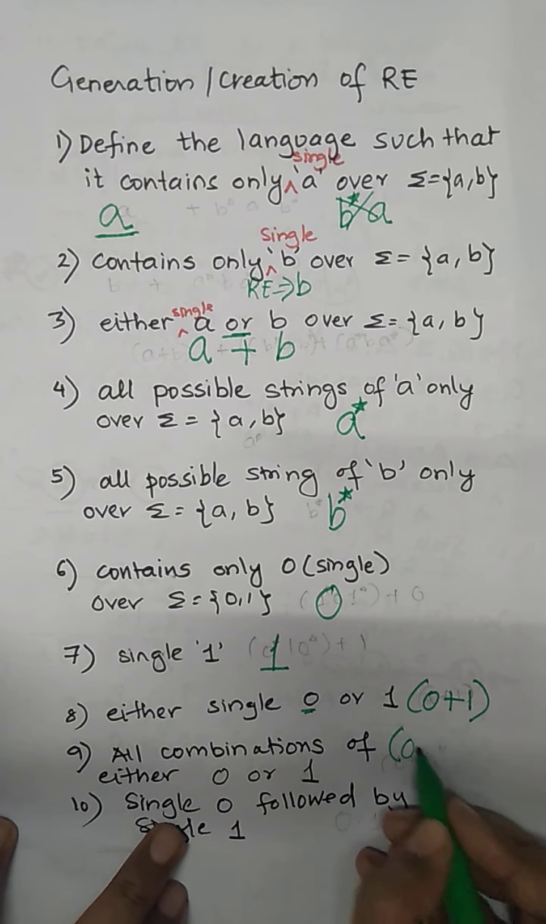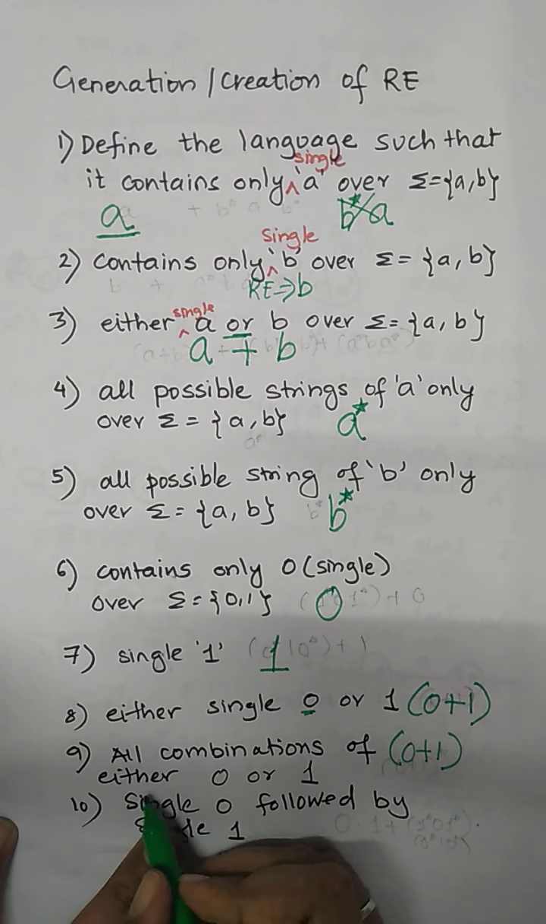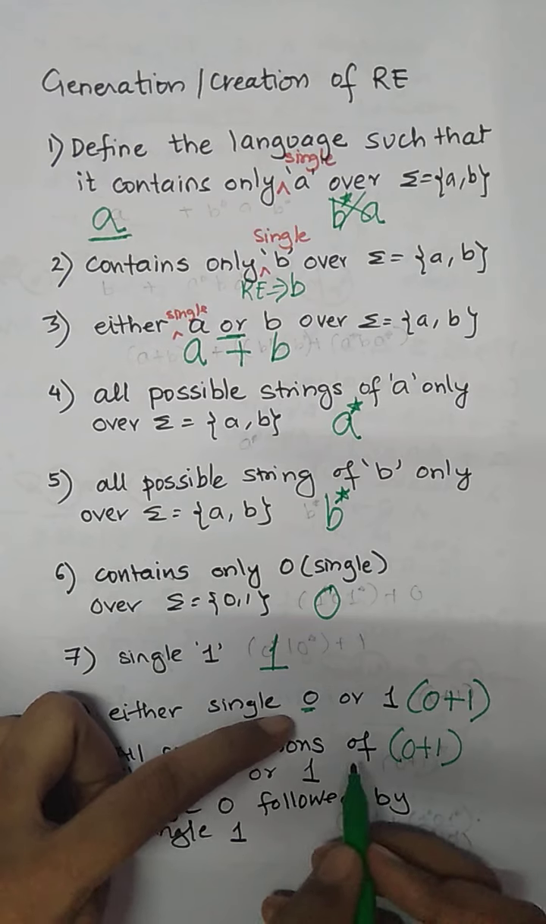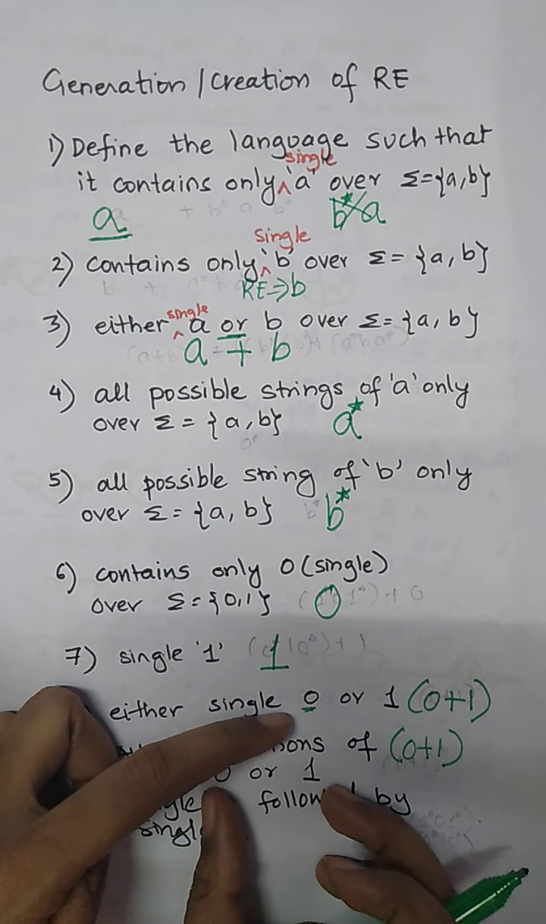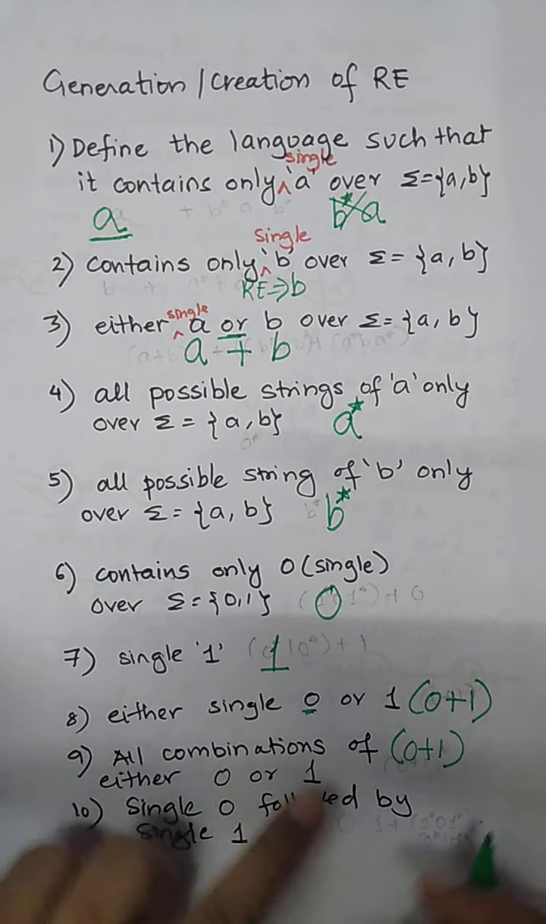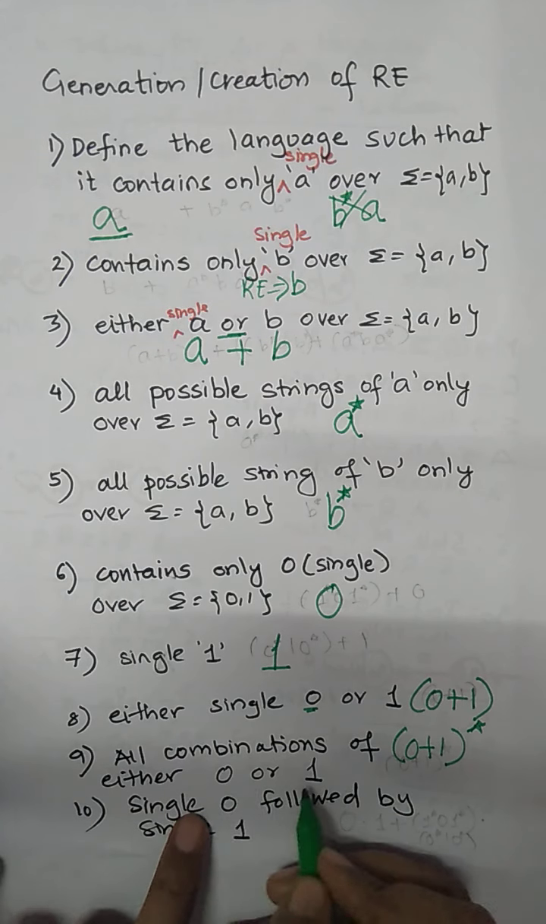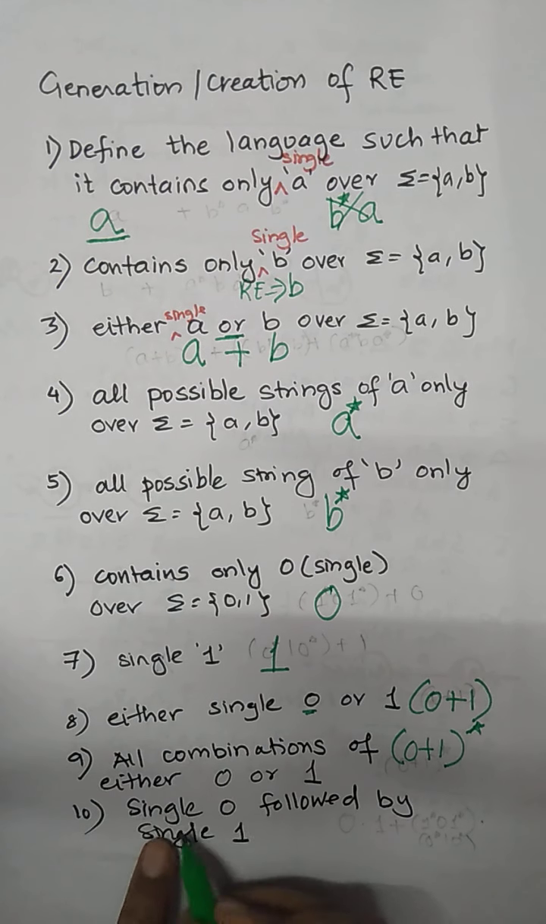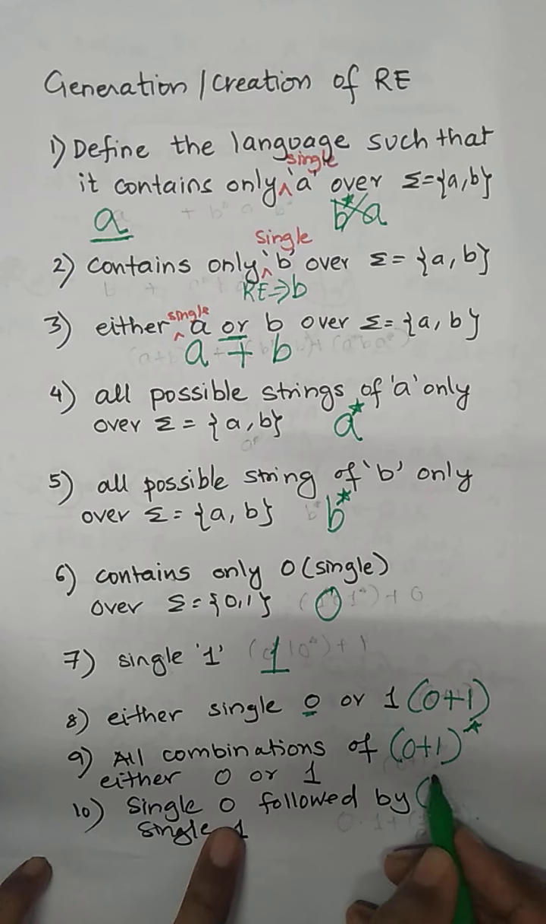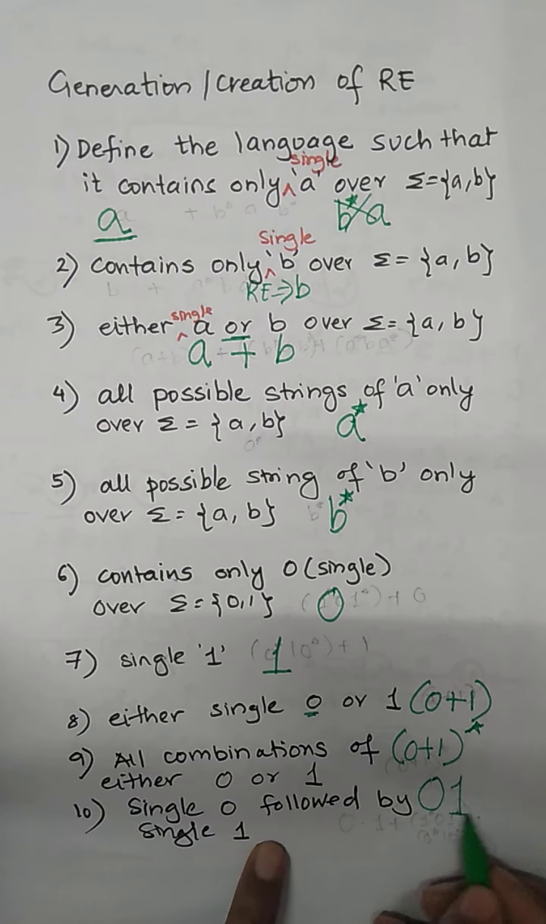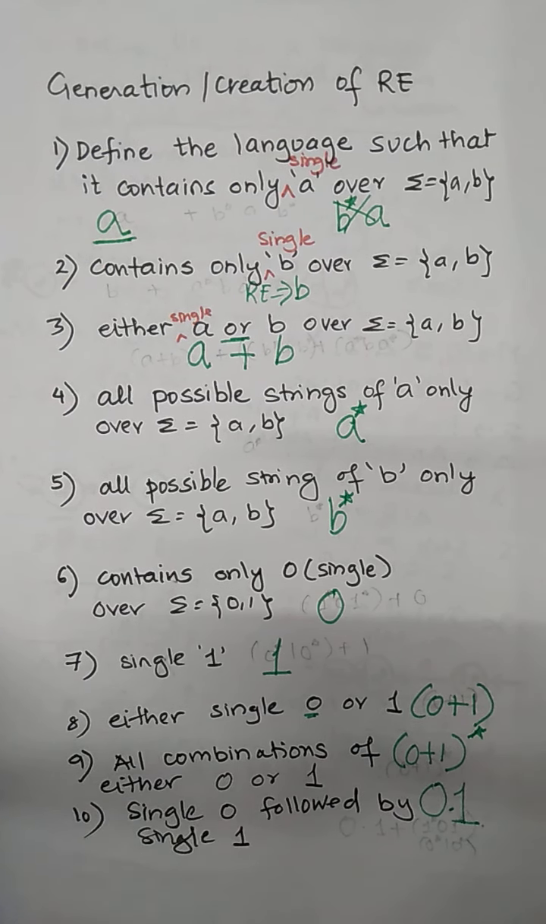So either 0 or 1 first. What is mentioned before all combinations of either 0 or 1? We have to write this first: either 0 or 1, and then, before putting the asterisk, we first have to solve what is given here. Single 0 followed by single 1. Followed means the dot operator.